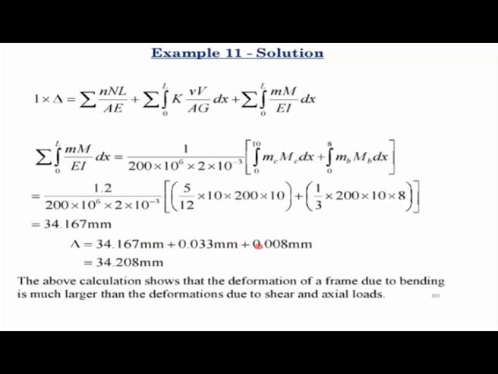Now this also gives you a chance to compare the relative values. You see the deflection due to the bending deformation is much higher than the shear deformation and the axial deformation. If you remember during my first session, I said that in beams and frames where the span is much larger than the lateral dimensions, the majority of the deflections occur due to the bending action. So this is a proof of that statement: the order of magnitude of the bending deformation is much larger than the shear deformation and the axial deformation.